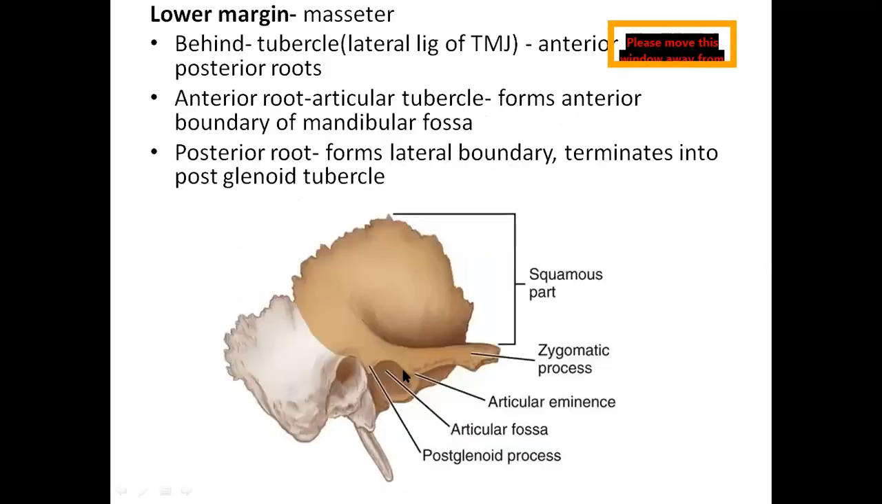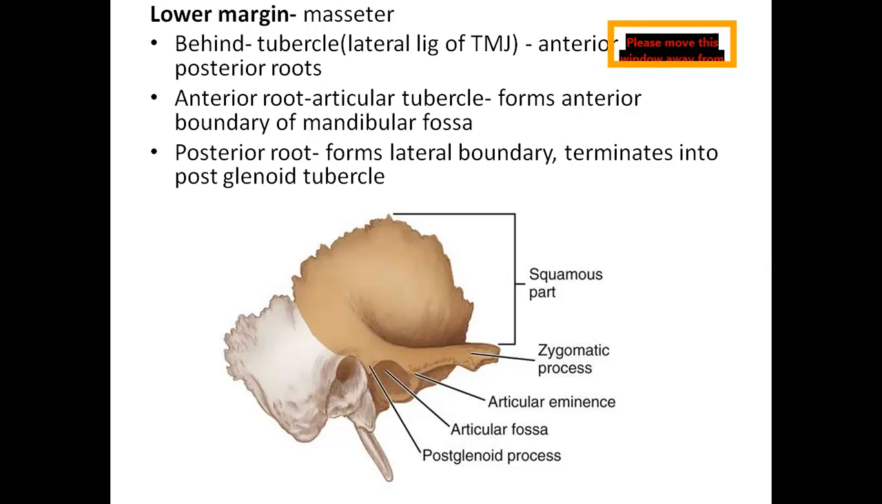Now coming to the lower margin. Here only the zygomatic arch is shown. This is the lower margin of the zygomatic arch. It gives origin to one of the muscles of mastication, that is masseter. One was temporalis and the second is masseter. Behind the zygomatic arch, it gives attachment to one of the ligaments of the temporomandibular joint called the lateral ligament.